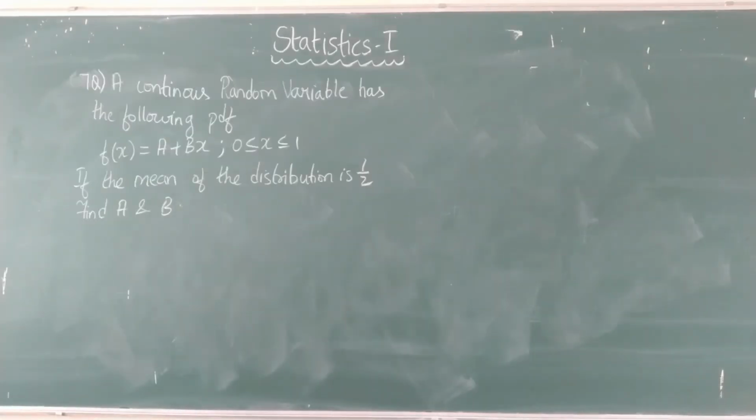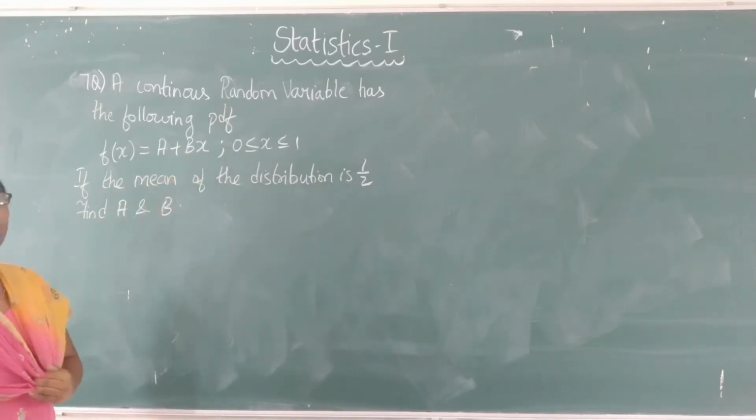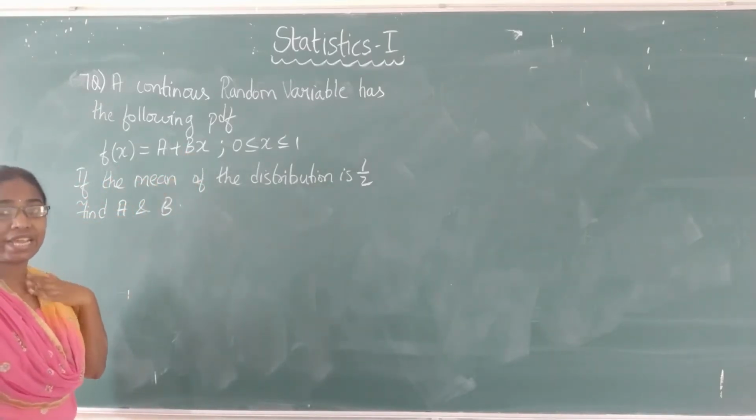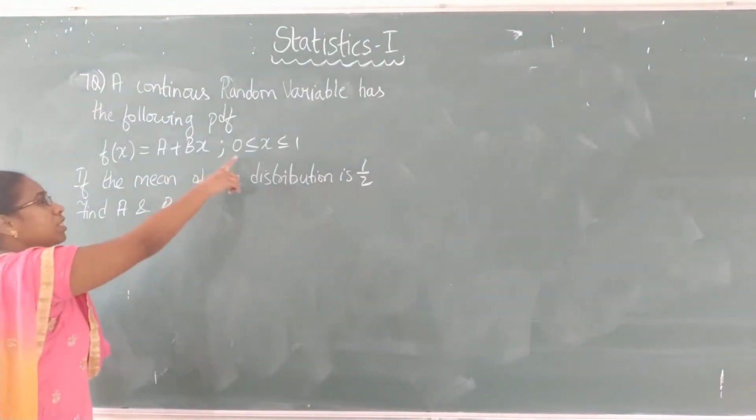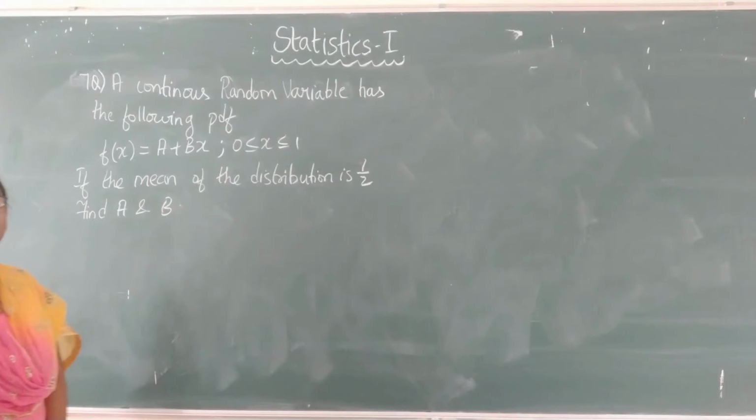Now coming to the next question, the 7th question. A continuous random variable has the following PDF. What is the PDF given here? f of x equals a plus bx. So here we have two constants, a and b, within the limits x lies between 0 to 1.